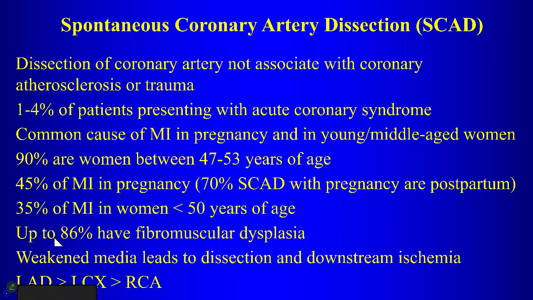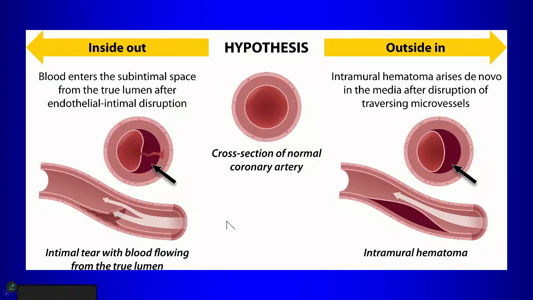Up to 80% of these patients have fibromuscular dysplasia. So it is associated with FMD, fibromuscular dysplasia. So it's thought that the weakened media leads to dissection and downstream ischemia. The LAD is more commonly affected than the circumflex, than the RCA. So the LAD is the most common vessel affected by spontaneous coronary artery dissection.